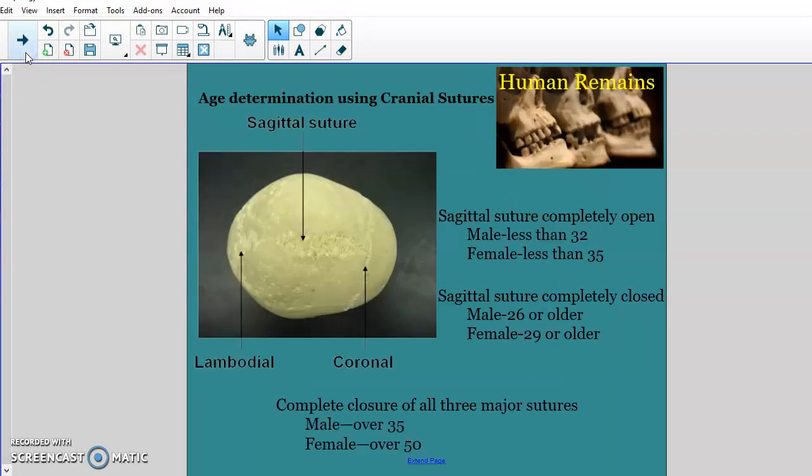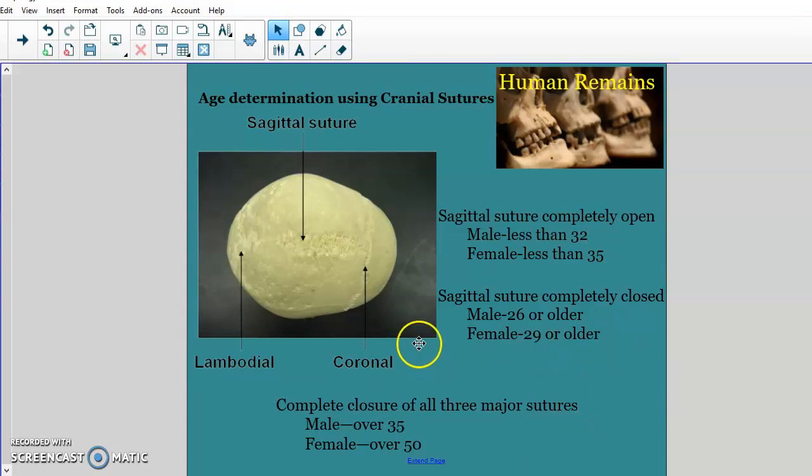They can also determine age using cranial sutures. So you have your sagittal suture, your lambdoidal, and your coronal suture, and those are just the sutures in your skull. And whether they're completely closed or open kind of gives an estimation as to how old you are. So the sagittal suture being completely open, males would be under 32 years of age and females 35. And then completely closed, we're assuming 26 to 29 and over. So basically, if it's open, you're under 30, and if it's closed, you're usually over 30.